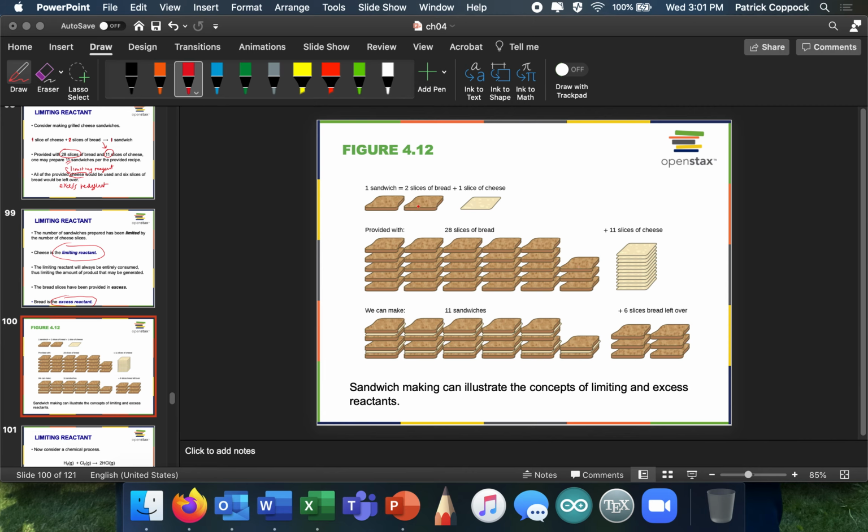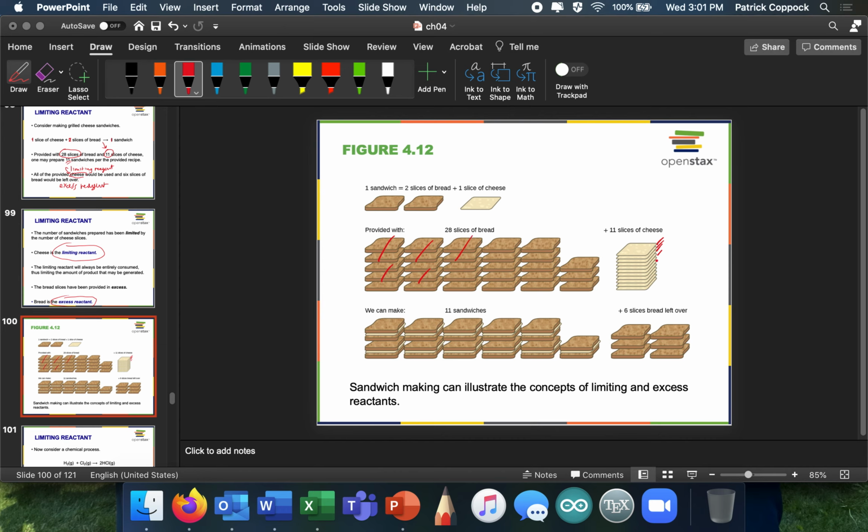Let's look at this in terms of a picture. Again, 2 slices of bread, 1 piece of cheese makes one sandwich. Now, if we're given 28 slices of bread and 11 pieces of cheese, then I will take, watch this. Here's 1 sandwich, 2 sandwiches, 3 sandwiches, 4 sandwiches. Oops, I forgot to get a piece of cheese. 1, 2, 3, 4, right?